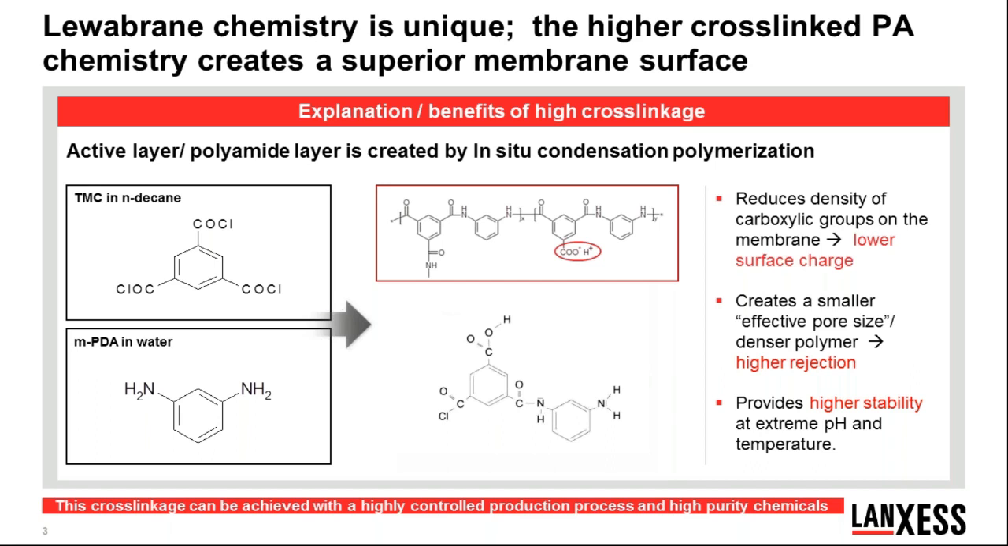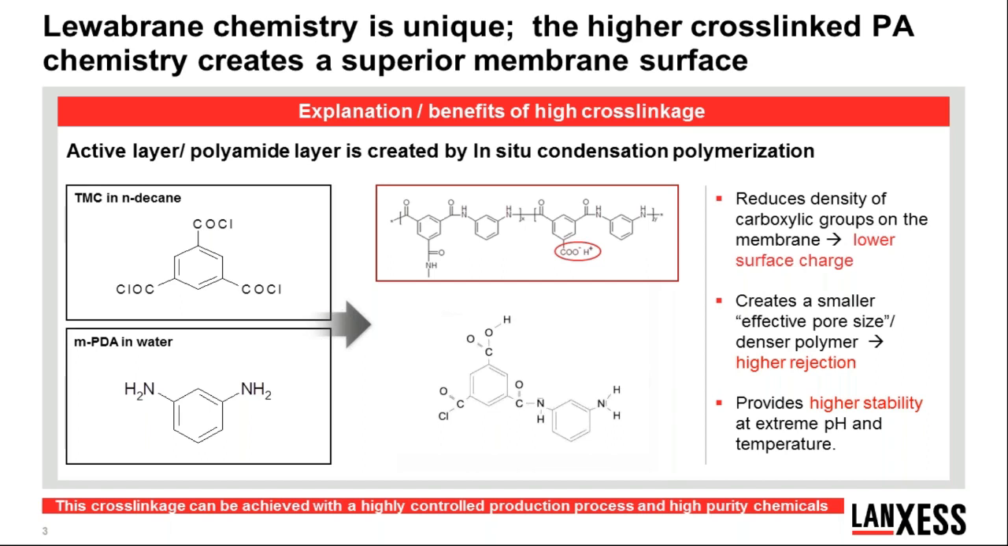RO membranes would be pretty simple if there were not carboxylics present, but that carboxylic provides a functional moiety on the surface of the membrane, and that makes RO chemistry complicated. We purposely suppress that charge because it creates a more dense polymer by going high cross-linkage. More dense polymer means that we can get a little more solution diffusion mechanism in the separation mechanism.